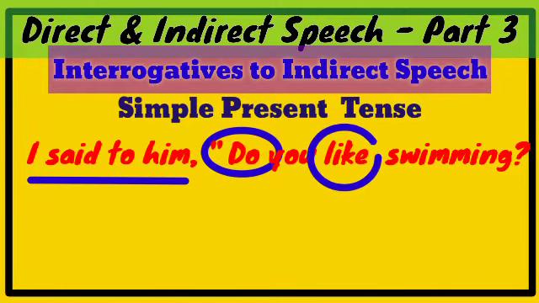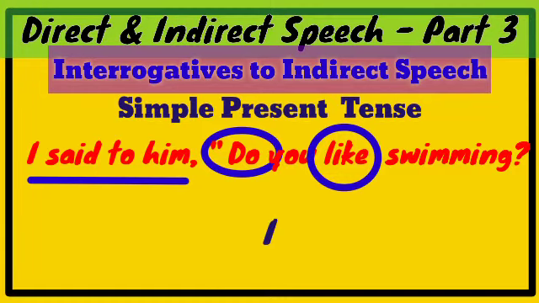Next we have to identify the tense. Do you like? So subject plus V1, so it is simple present tense. So we have to change to simple past, so like changes to liked. We have to change the question to a statement. So these are the steps we have to follow before we change.